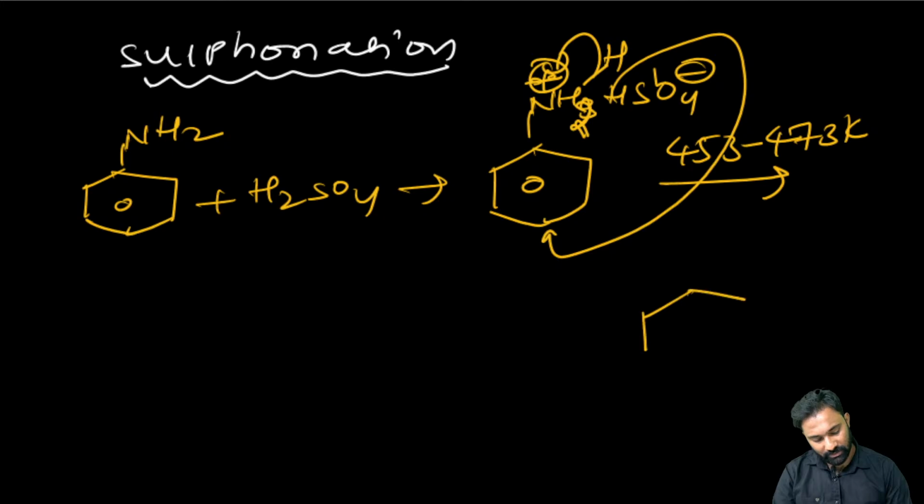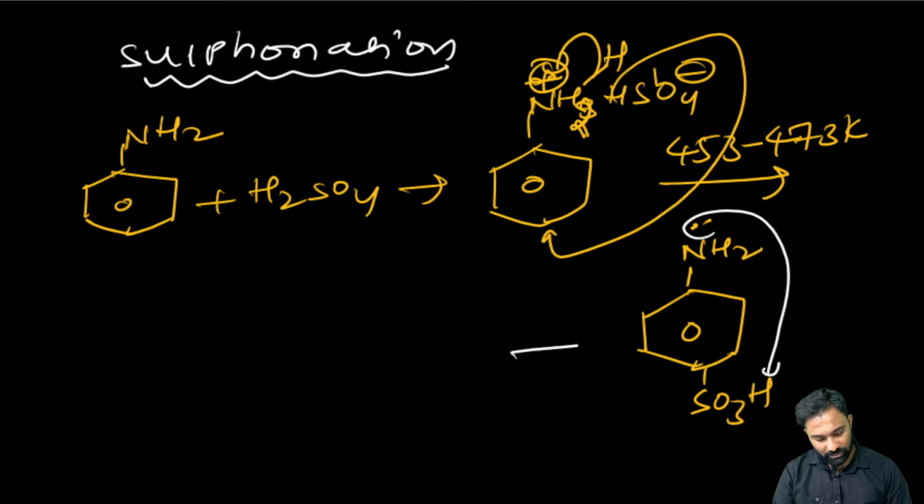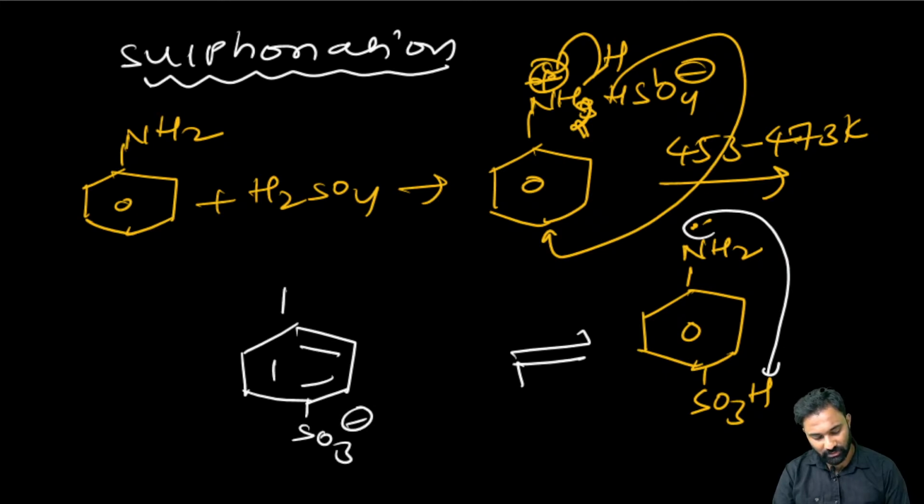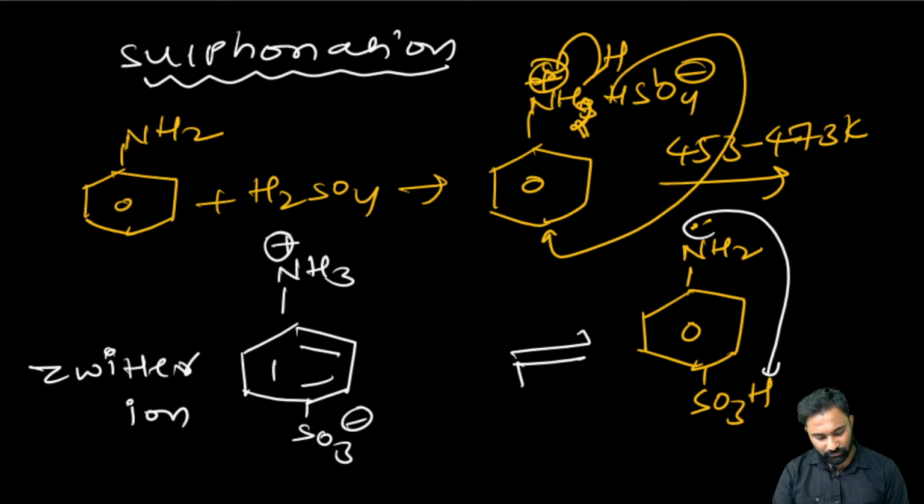Then it will be formed in this manner, with one NH2 and one SO3H. Now this nitrogen, having the lone pair of electrons, will readily abstract this acidic proton. Now it will be present in the form of a zwitter ion like this. This one we call a zwitter ion. Right? Clear?